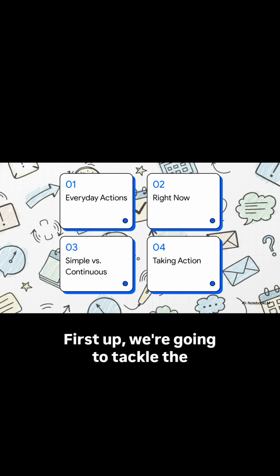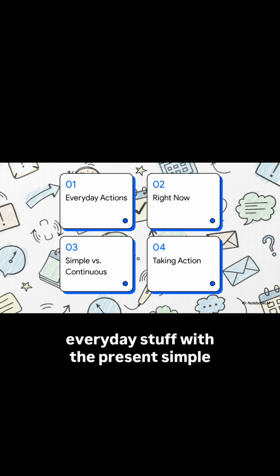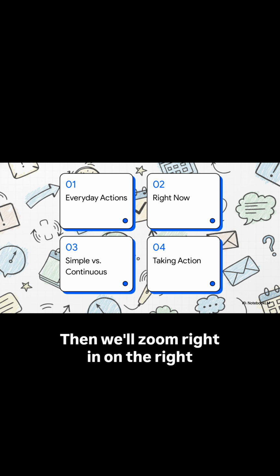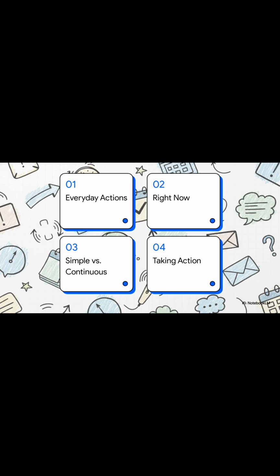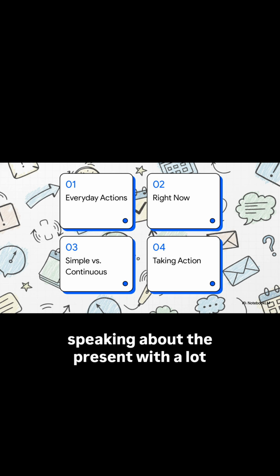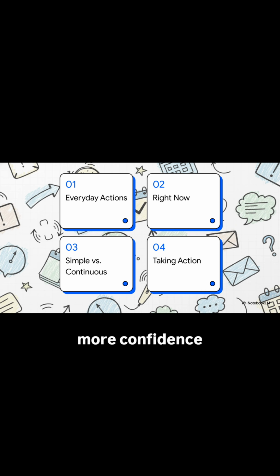Okay, so here's our game plan. First up, we're going to tackle the everyday stuff with the present simple. Then, we'll zoom right in on the right now with the present continuous. After that, we'll see how they play together, and we'll finish up by learning how to take action with commands. It's a really clear path to start speaking about the present with a lot more confidence.